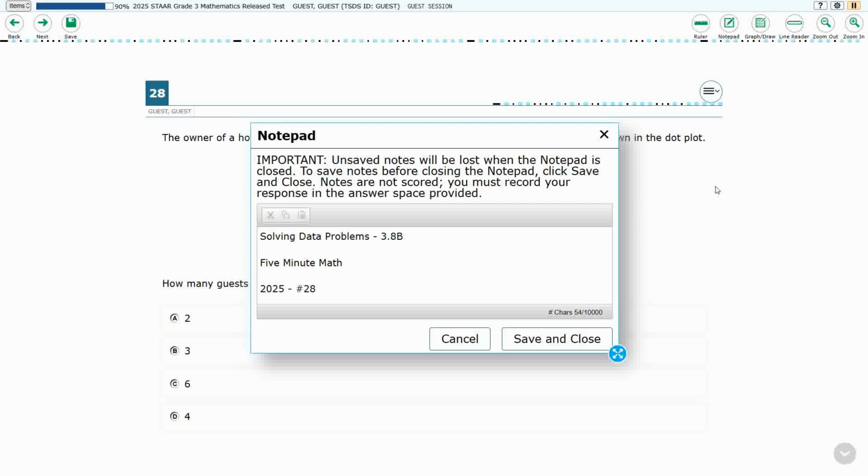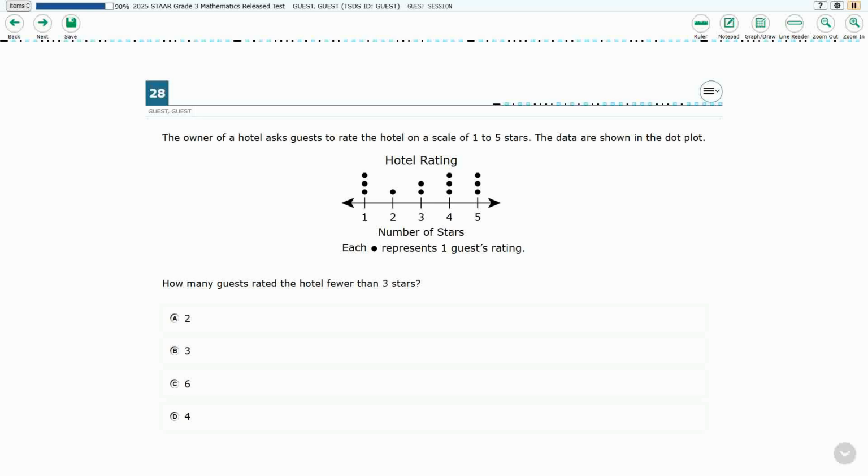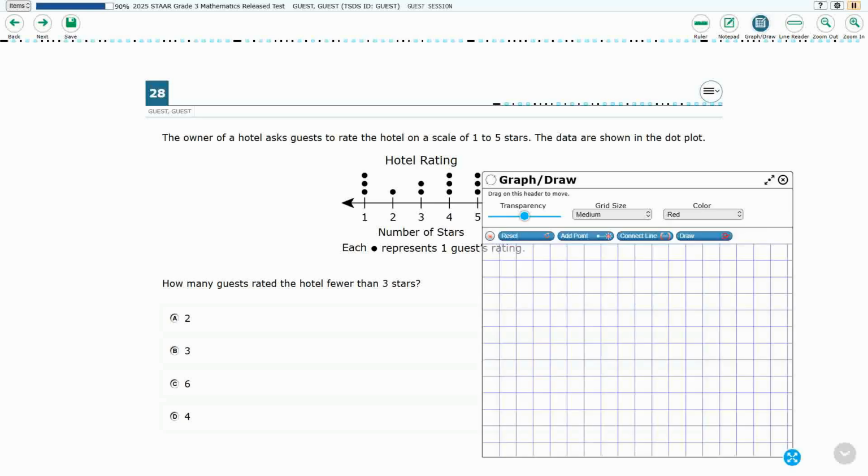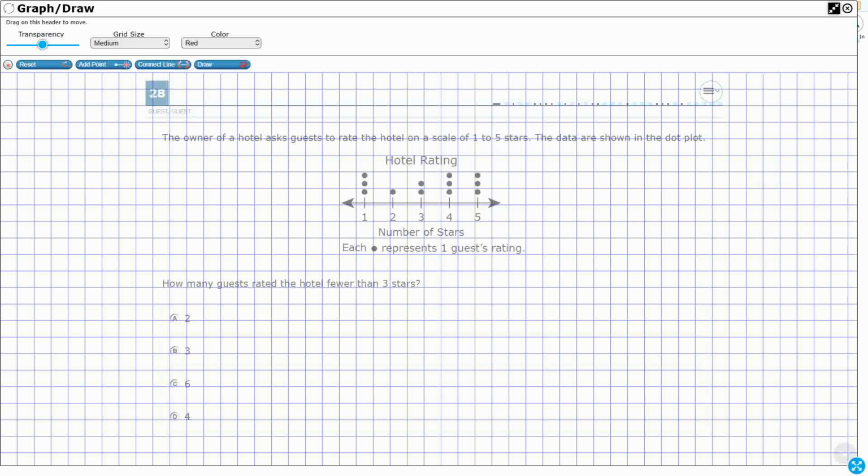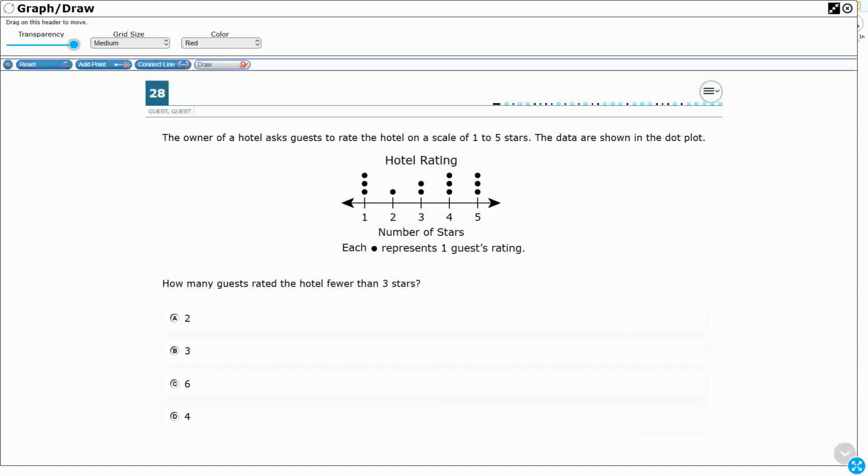Today we are looking at the third grade concept of solving data problems. This is standard 3.8b base data Texas. We are using item number 28, the 2025 released STAAR test. If you haven't done so already, please go ahead and take a moment to pause the video, work this problem out on your own, unpause it, and we will look at our answers together.